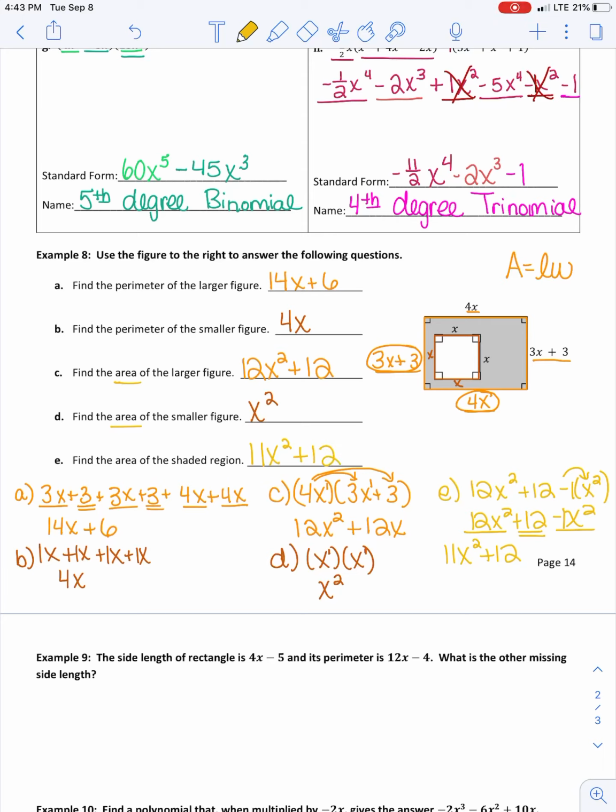Like I said, we are going to see examples like this for a while. So I really want you guys to understand example 8. If we're having trouble, please make sure you're asking questions in class.